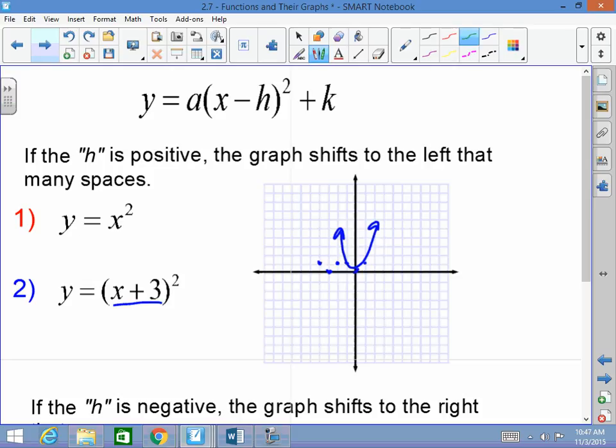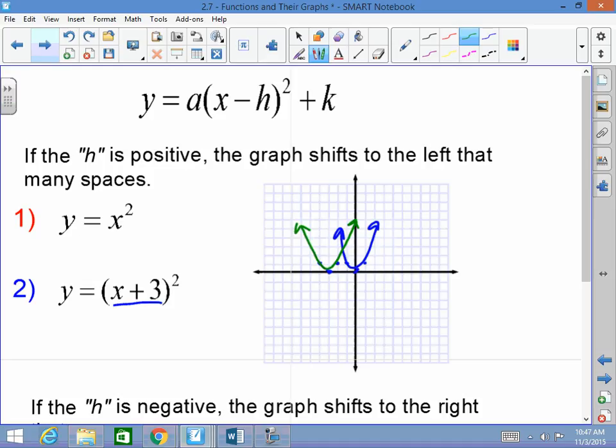Should have done that in green. And this will be my new graph. Same width, pointing the same way. It just got shifted every single point to the left. It's that simple, as long as you know your parent. The parent function is key here.